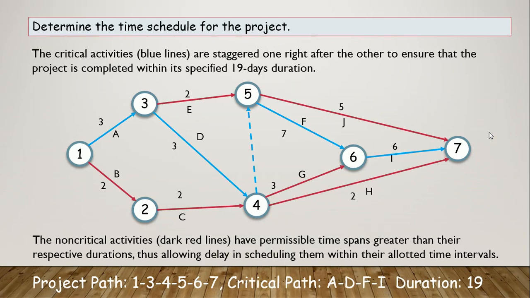Now what are the critical activities? Critical activities are the activities which must be performed one after another to ensure the project is completed within the stipulated or specified 19 days of duration. And what are non-critical activities? They are not critical, which implies that they can be rescheduled or started later, or there is no restriction on them. I would rather say there is not much restriction on them.